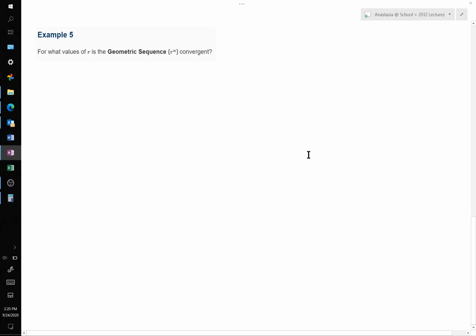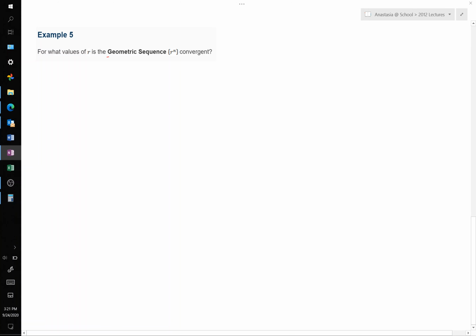Hello, in this video we are continuing our discussion of section 8.1 on sequences. In example 5 here we have been asked to find what values of r the geometric sequence, which is r to the n, is convergent.